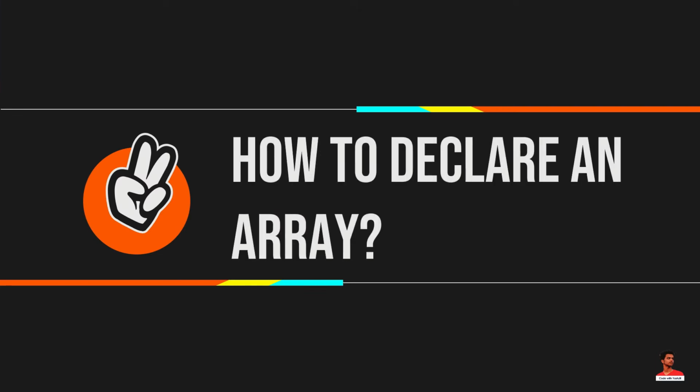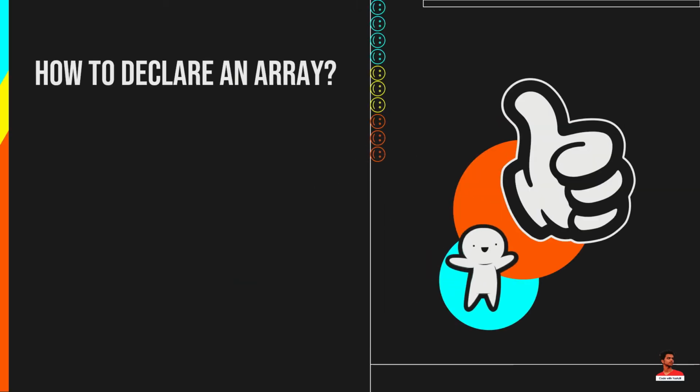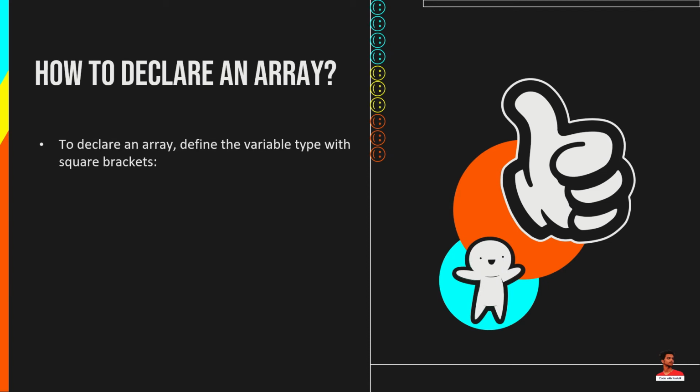How to declare an array? To declare an array, define the variable type with square brackets. Data type can be primitive data types like int, char, double, byte, etc. or Java objects. Array name is an identifier. Here, data is an array that can hold values of type int.